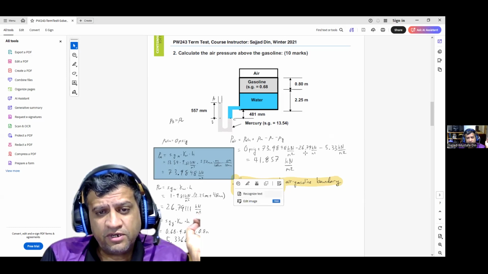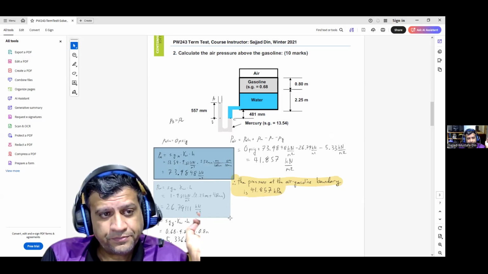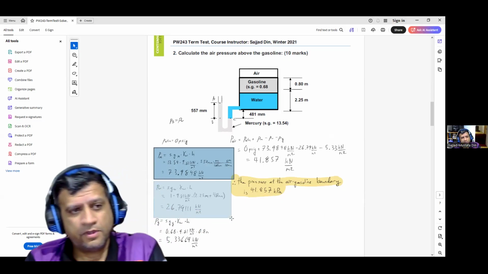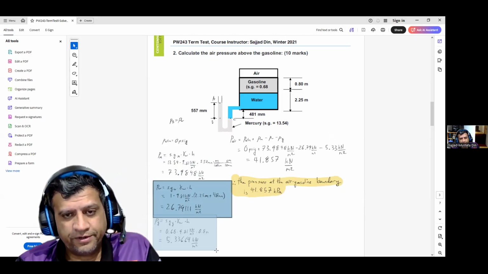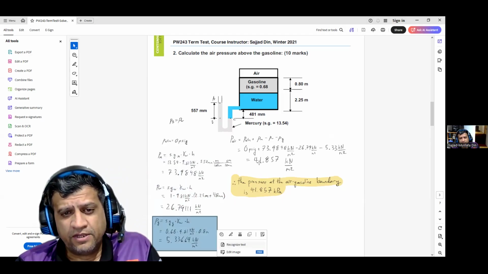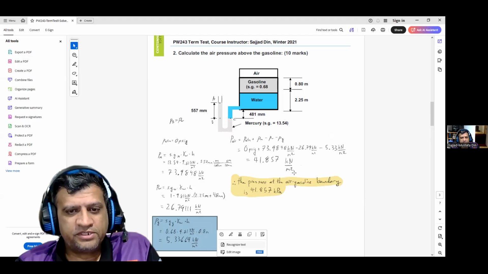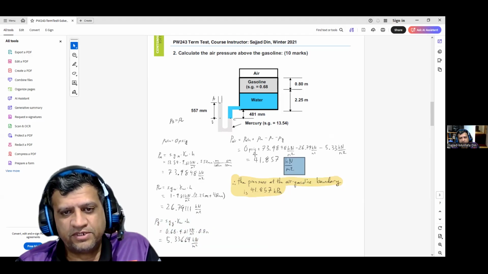How do you get the pressure of the water? By this calculation here. And how do you get the pressure of the gasoline? By this calculation over here. So that would allow you to solve this. It'll be 0 plus 73.98 minus 26.79 minus 5.33, which is equal to 41.857 kilonewtons per square meter, and that's also kilopascals. So that was question number 2.